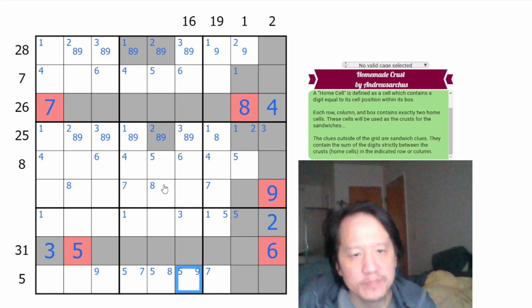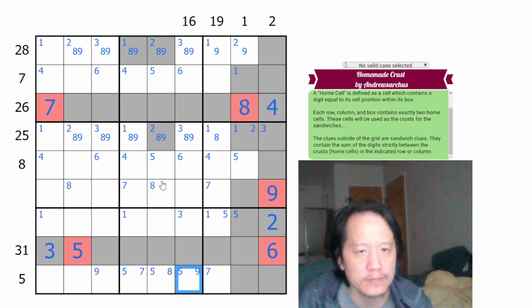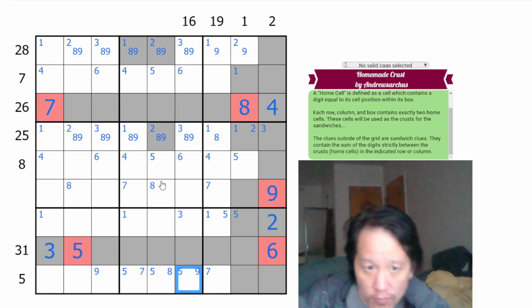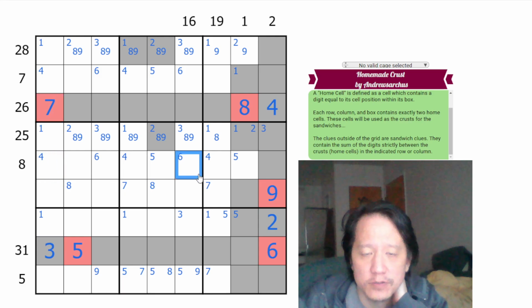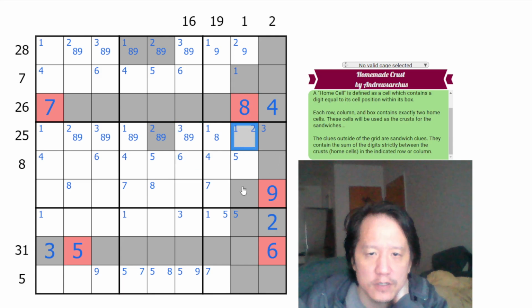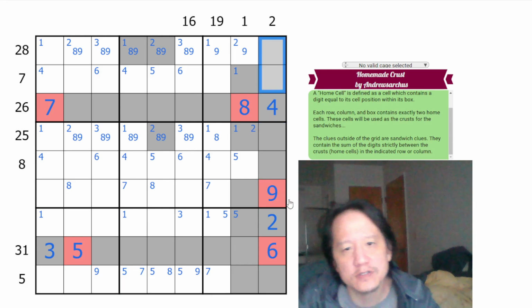Let's see. This is a home cell. One of the 1 or 4s is. We don't know which. One of the 1s is here. This can't be a 3 anymore. Okay, so let's fill these in and eliminate possibilities for home cells.